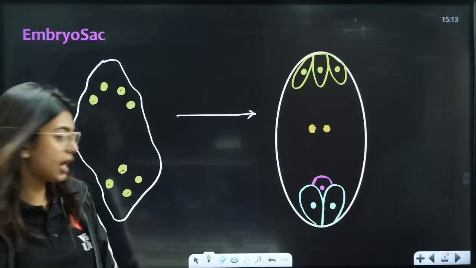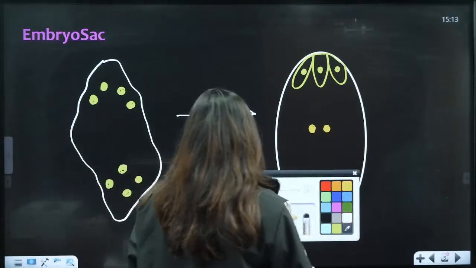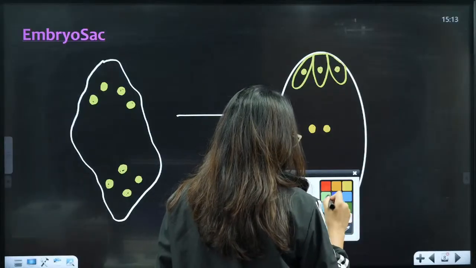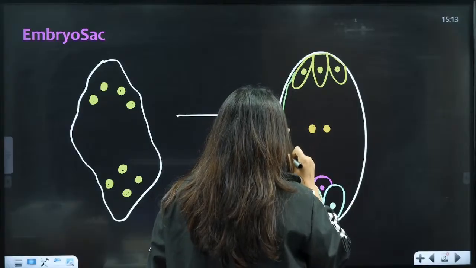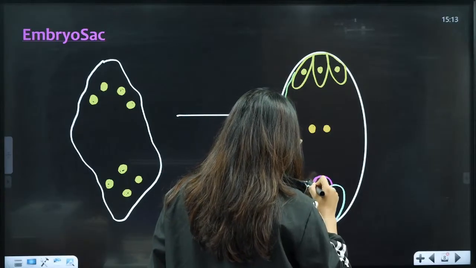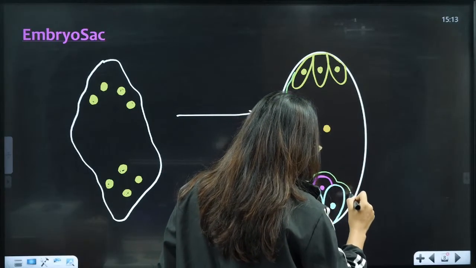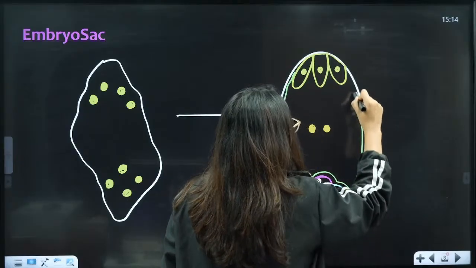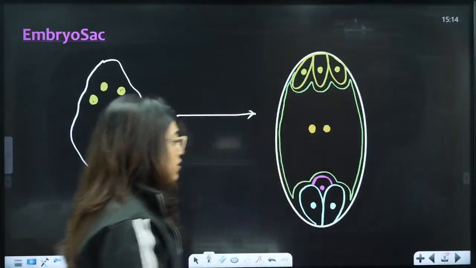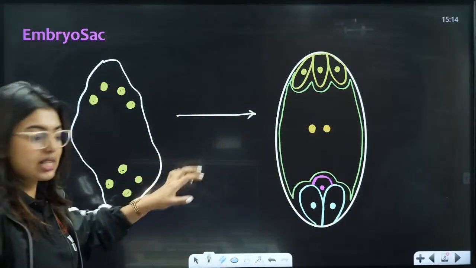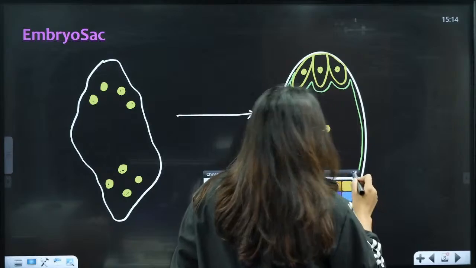Polar nuclei. Now we also have one more cell which is called the central cell, which will be going around like this. We usually draw it like this, or we can shade it with different color also, like this. Okay, this is the central cell. So this is your embryo sac. Okay, now you can open NCERT and see if this is your embryo sac.